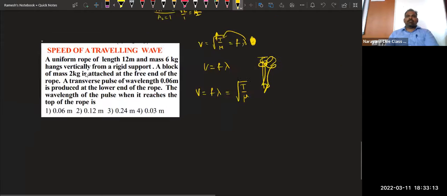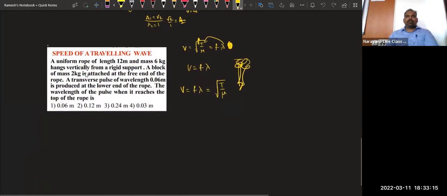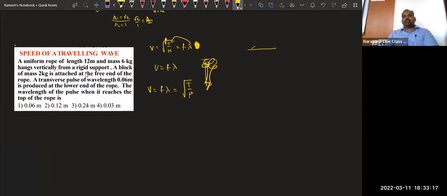Okay. First half I will do it, then second half I will leave it. See, this is a horizontal ceiling. This is a rope. You attached one block also. Please respond at the lower end. What is the tension? If you tell, I will write.